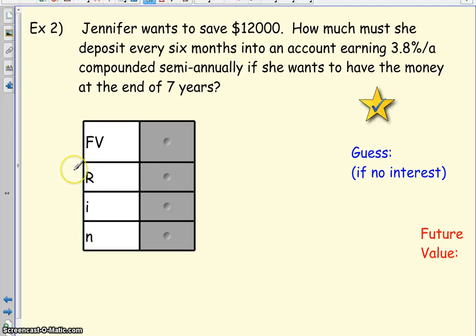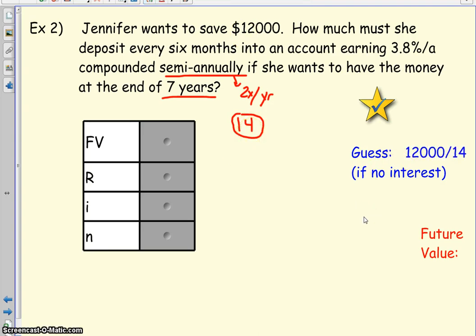First of all, just to give you an idea of a guess, let's say that the account earns no interest. Now, the investment's going to take 7 years, and it's compounded semi-annually. So semi-annually is twice a year. If you're depositing money twice a year for 7 years, that's 14 different payments or investments. So if you need to save $12,000 over 14 payments, your estimate would be $12,000 divided by 14. Now, in practice, it won't quite be that high because you are going to gain some interest, but at the very least, that gives you a good estimate of where your starting point would be.